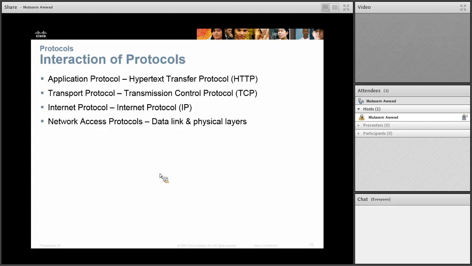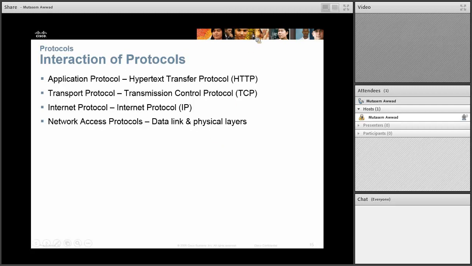Once that is set up, TCP passes the data to the IP protocol, which places the IP addresses, the zip codes, on the packet, and puts a whole bunch of other labels on it too. Then the IP protocol gives that packet to your NIC. That's where the network access protocols are, the data link and the physical layer. That packet is then encapsulated in a frame before it's placed on the physical wires, the media, or it could be the air.